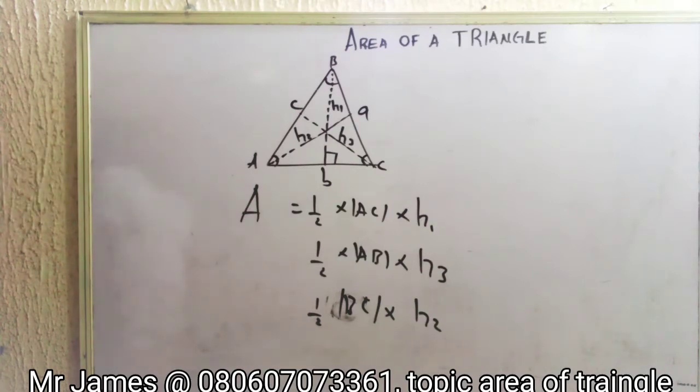So this is the first case where you may be asked to find the area of a triangle, and you'll be given the three heights, or one of them. You are not always given the three heights, but one of them is always given.